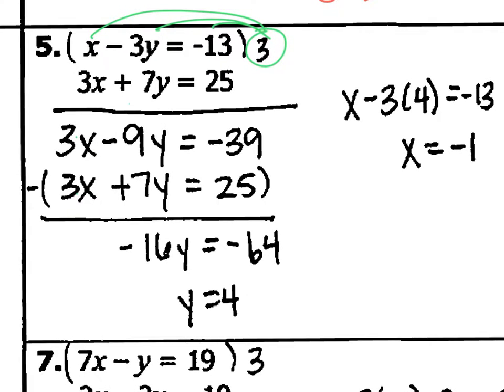So if you notice, when they multiplied that out, what they ended up getting is 3x minus 9y equals negative 39.